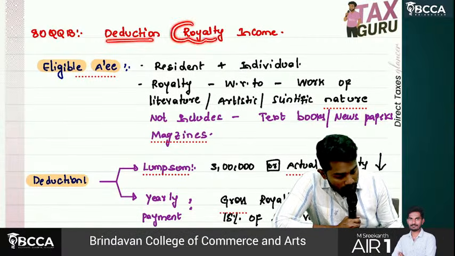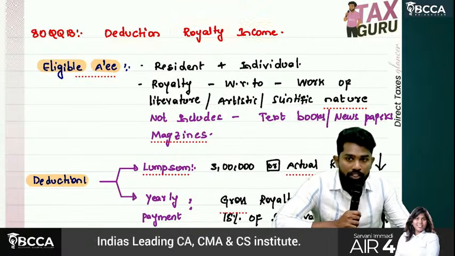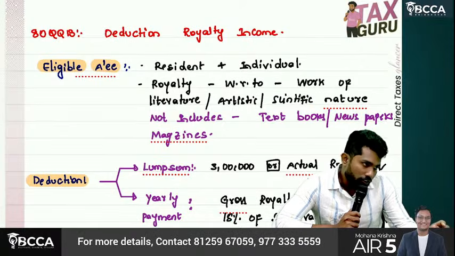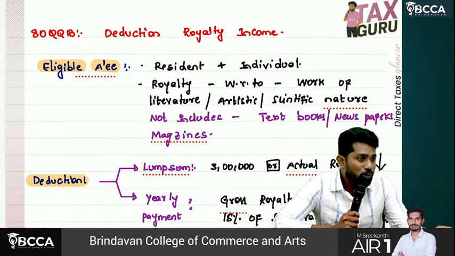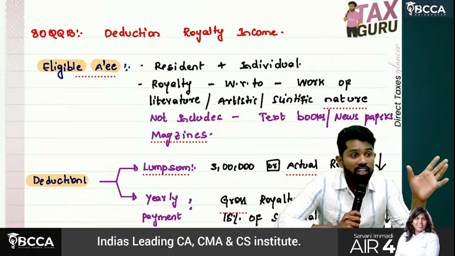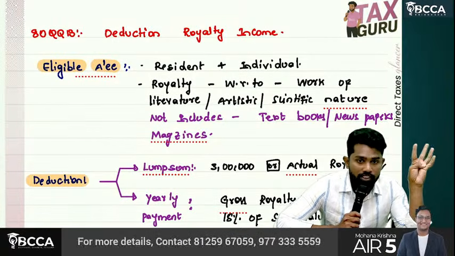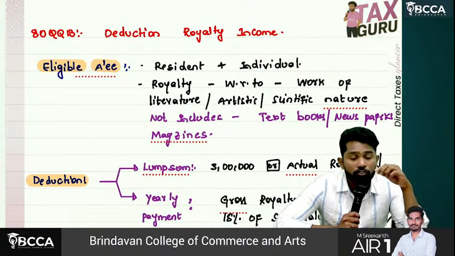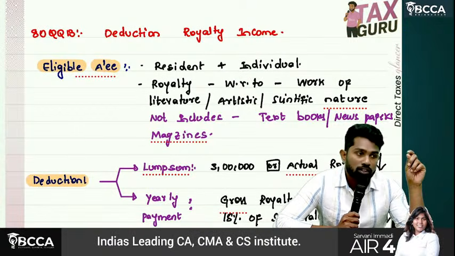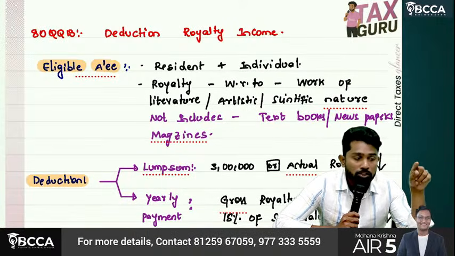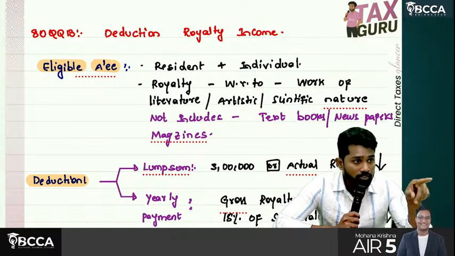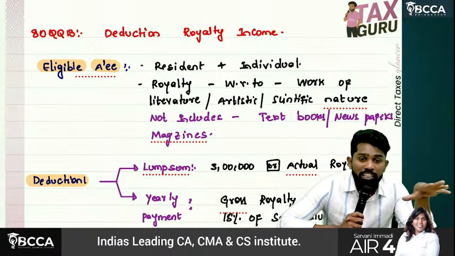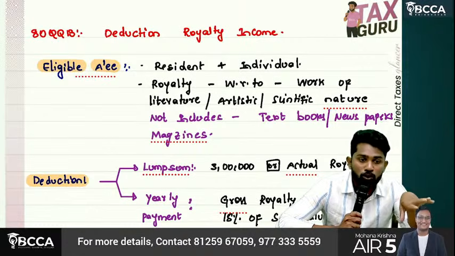Deduction on royalty income. 80QQB deduction on royalty income. So till now, if you remember, we said that deduction is available only to residents under 80DD, 80U and 80DDB. Okay, only those three sections. Then if you remember, 80GGB, contribution to political parties by companies, there we said domestic companies. Rest all the other places we didn't mention deductions are available only to residents.